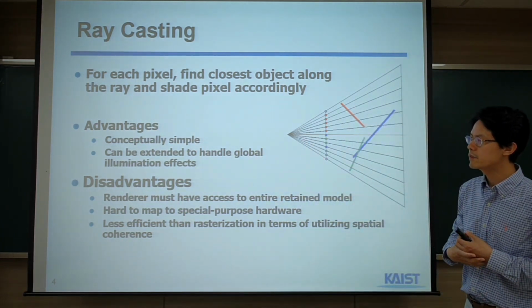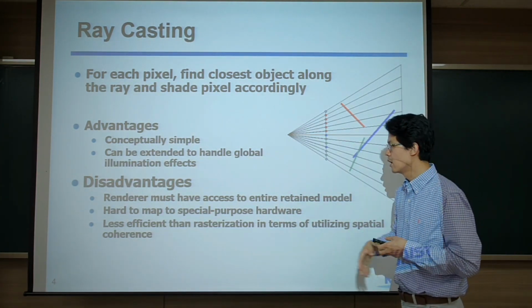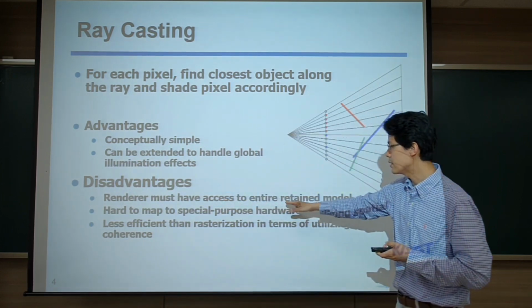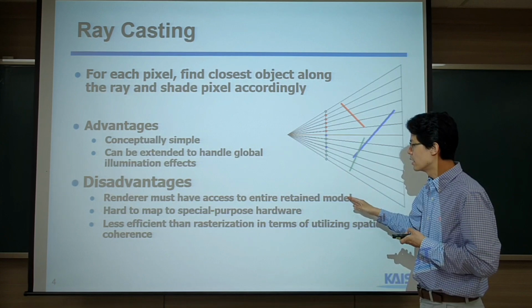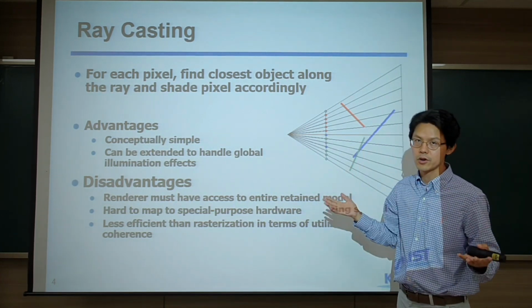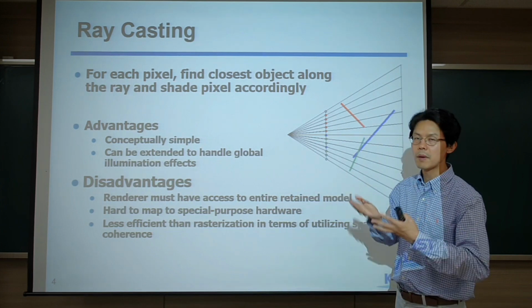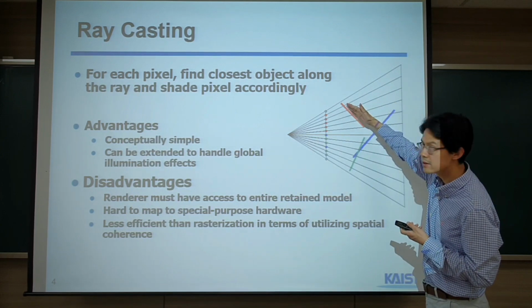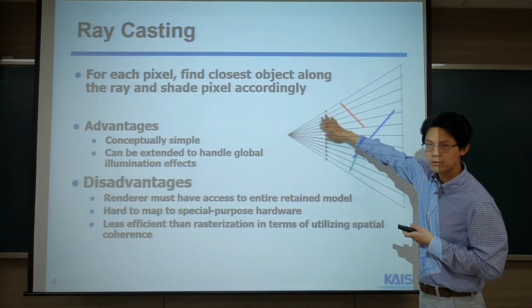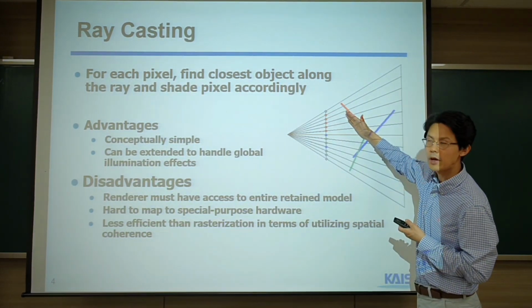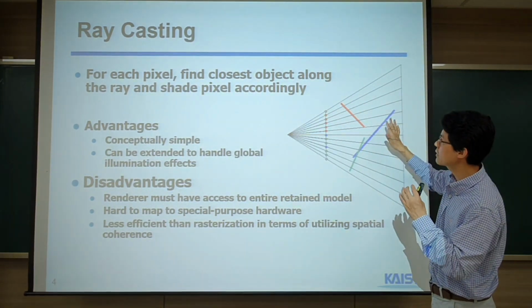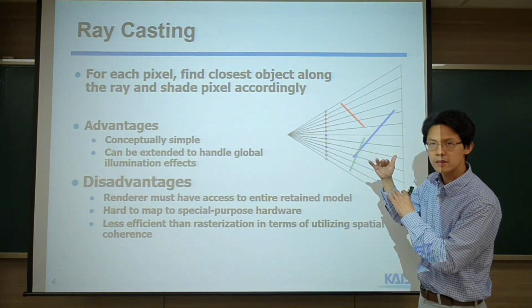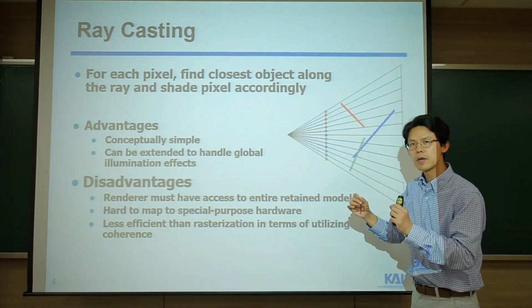But it also has some major disadvantages. One is that the rendering engine, in the case of ray tracing, must have access to the entire retained mode. Retained mode is nothing but the entire data structure, so we should have all the data structure in main memory. In the case of rasterization, we just take one triangle, project it into image space, and do the rasterization. When we're doing that, we don't need to access the rest of the triangles. We just access triangles one by one. That's the main benefit: the amount of data that we have to access is very small.